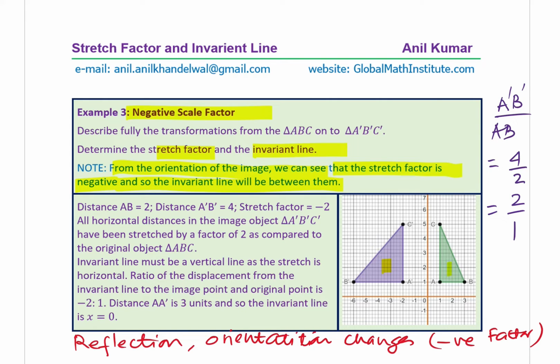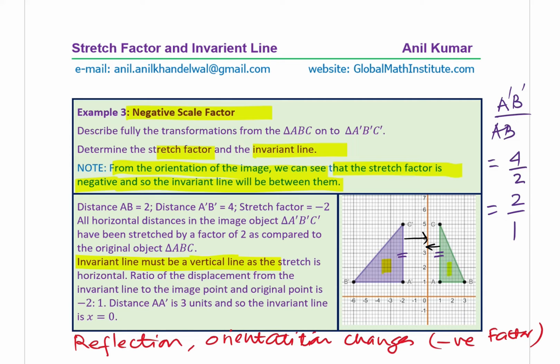So that is the change horizontally. Vertically, both sides are equal. Now, since it is a horizontal change, we know that the invariant line will be vertical, correct? So in this case, we have a vertical line which is the invariant line for us. Now, which vertical line? 2 is to 1 is the ratio. So from here, we can go 2 units and from there 1 unit. That is how we could find it.